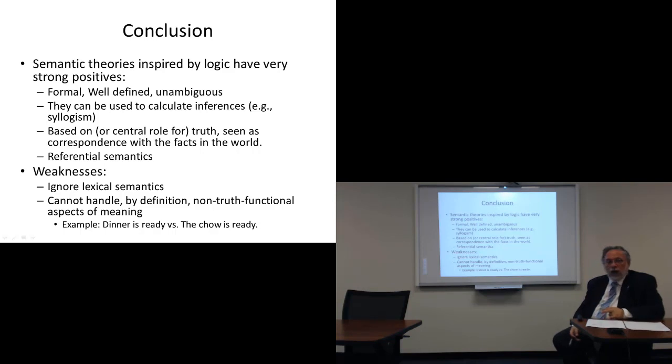So look at this example. If I say dinner's ready and the chow is ready, the two sentences mean the same thing. That is, it's either true or false. If the food is ready to be eaten, then it's true. And if the food is still frozen in the freezer, then it's false. So there is no circumstance where you can say, well, dinner isn't ready, but the chow is ready. The truth is the same. But what's the difference between dinner is ready and the chow is ready?